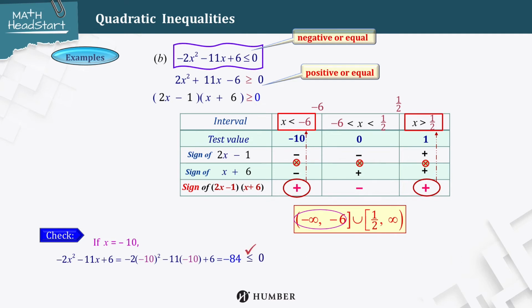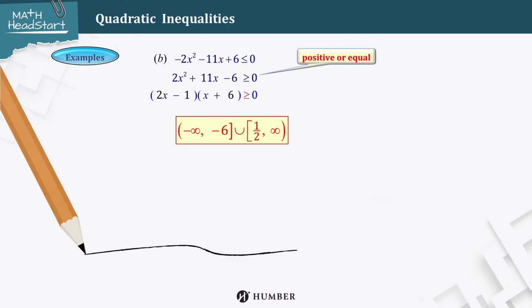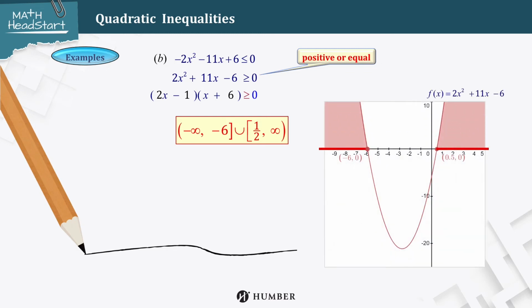Let's pick a value from the other region, say x equals 1 this time. Substitute x equals 1 into the left-hand side of the inequality, and we get negative 7, which is less than 0 as well. Both have checked the solution. This is a graphical representation of the solution we just found.